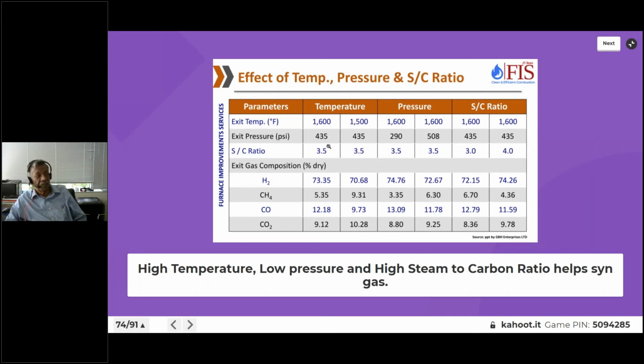You can see by going from 1600 to 1500, lower temperature, we get less hydrogen. But if you lower the pressure, we get more hydrogen. So that's basically, as you have already talked about, high temperature, low pressure, and high steam to carbon ratio helps.